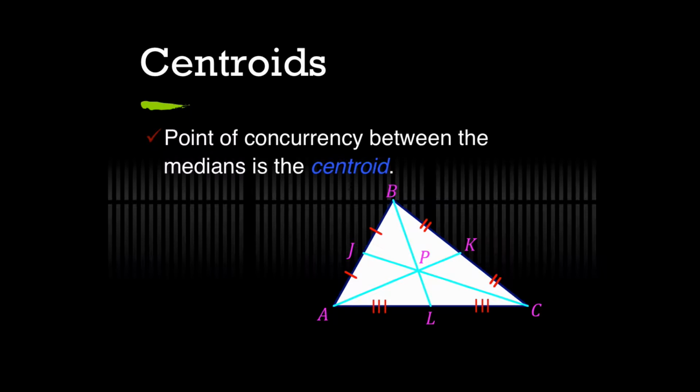It goes through the centroid. No, we can't use the centroid to define the term which is defined by the centroid being there. So we need to define medians in order to define a centroid. It does pass through the centroid though, that's true. What else does it pass through?